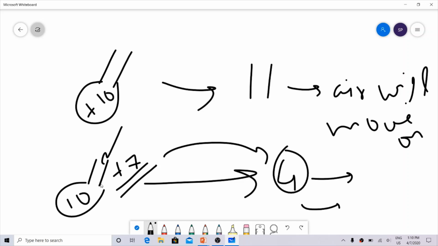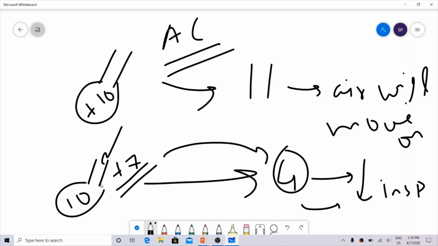So basically, what does this do? This reduces the inspiratory effort. And most of the time the patient is usually on an AC mode, so that we can assess the patient's breathing. That's why we use this kind of setting with auto PEEP.